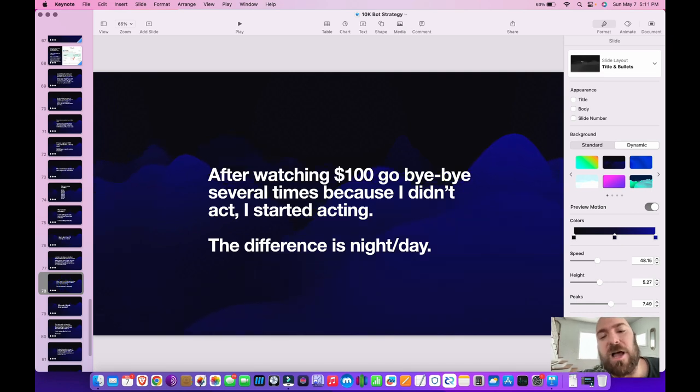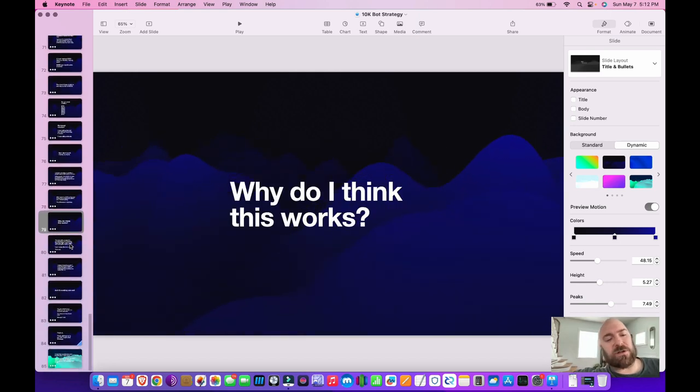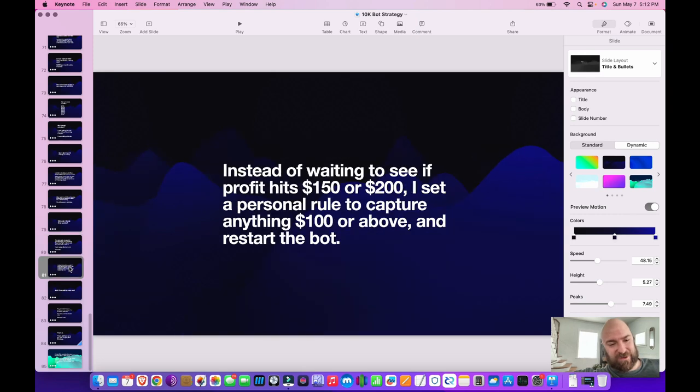After watching $100 go bye-bye several times because I didn't act, I started acting, and the difference is night and day. So why do I think this works? I kind of just described it. I'm just nudging the bot. I'm giving it a little help instead of letting it just kind of fly on its own.